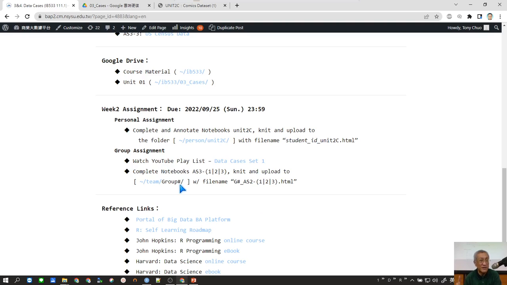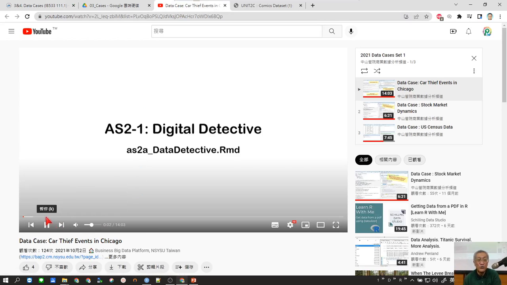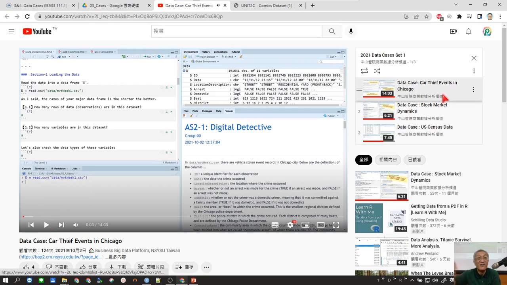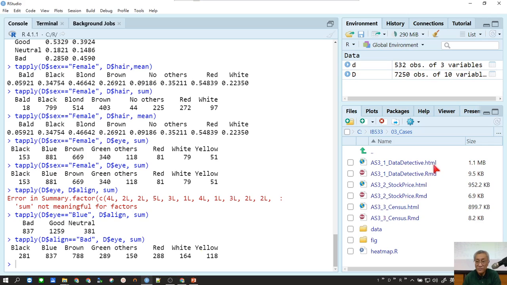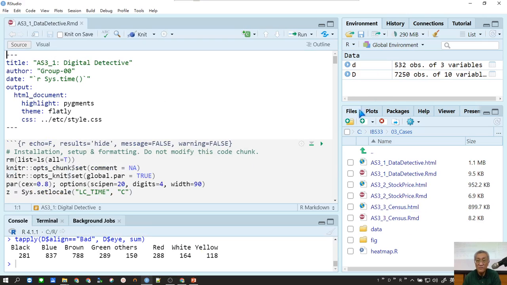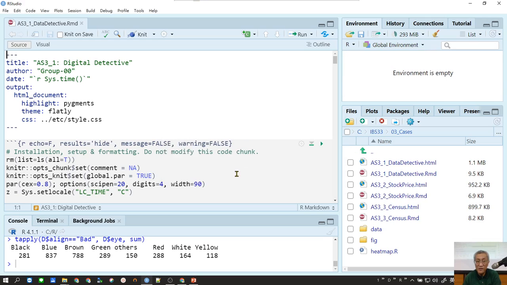And then we will have a group assignment, okay? For that group assignment, I want you to watch the YouTube playlist, okay? In this playlist, I will have the instruction about how to work on these 3 notebooks, okay? And then for each of these 3 notebooks, as you can see here, let me do some cleanup, okay?